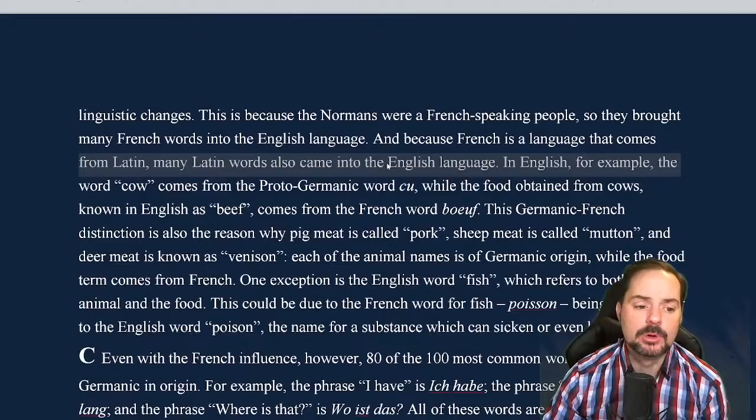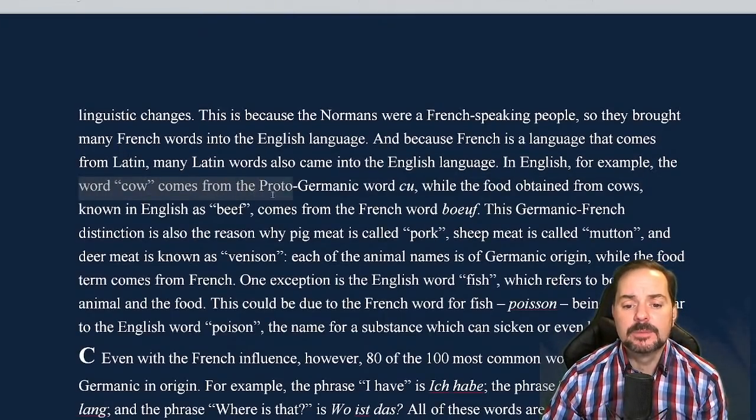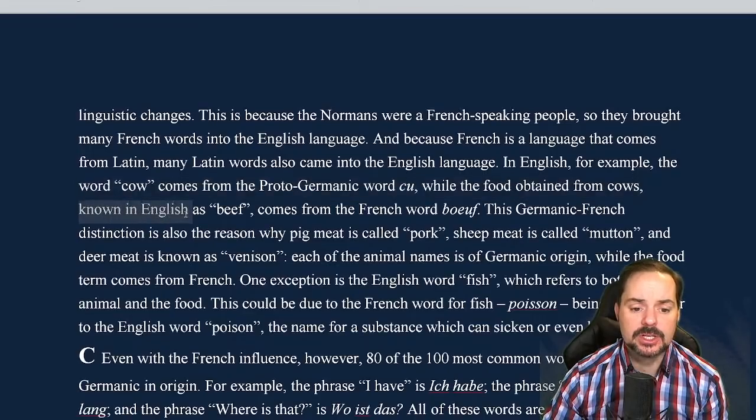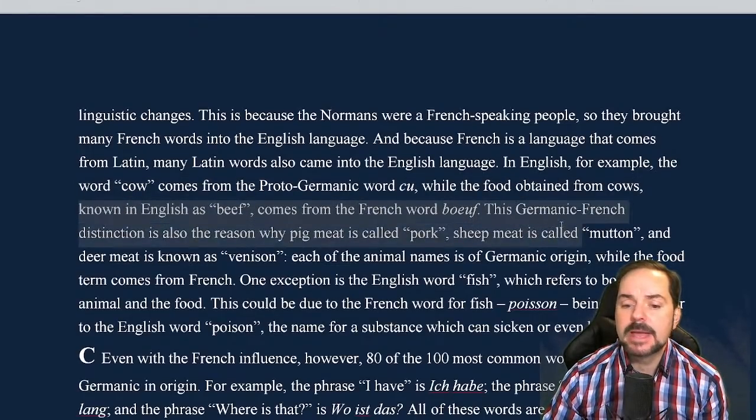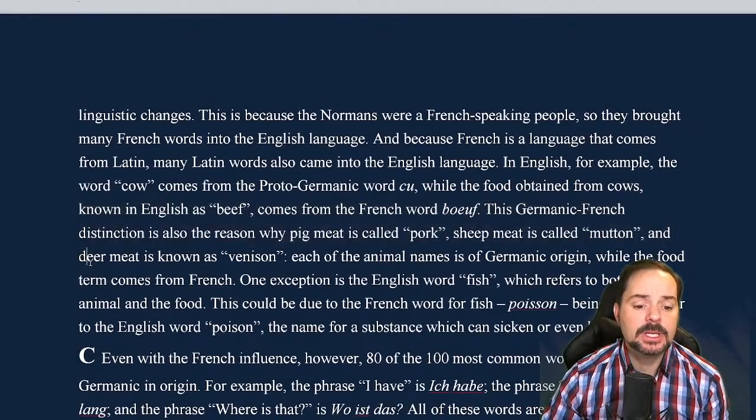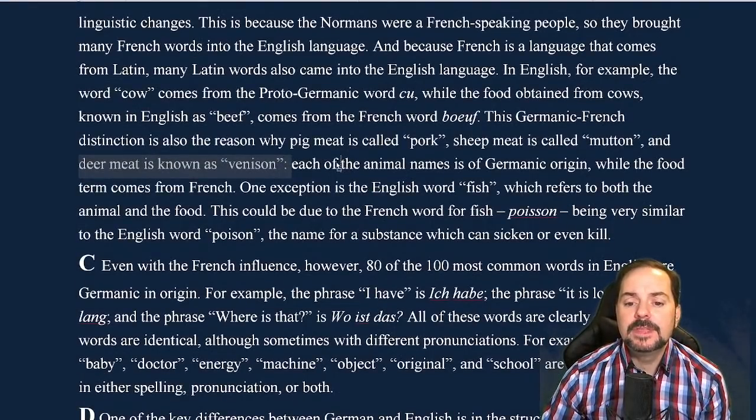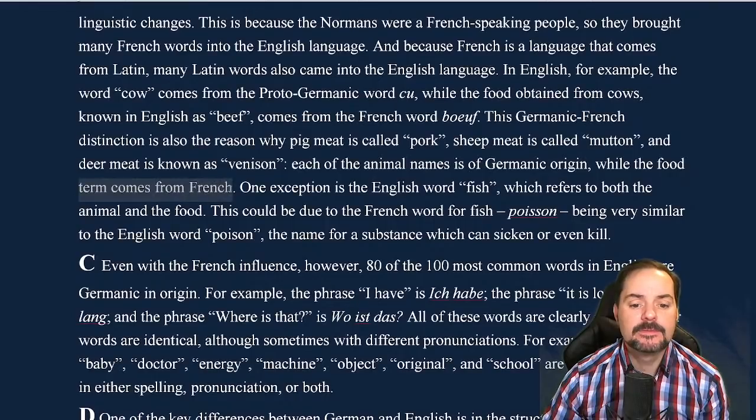In English, for example, the word cow comes from the Proto-Germanic word ku, while the food obtained from cows, known in English as beef, comes from the French word boeuf. This Germanic-French distinction is also the reason why pig meat is called pork, sheep meat is called mutton, and deer meat is known as venison. Each of the animal names is of Germanic origin, while the food term comes from French. One exception is the English word fish, which refers to both the animal and the food.